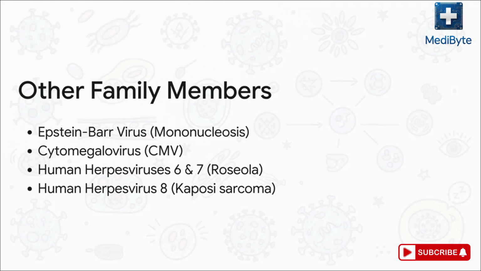But the rest of the family? They're responsible for a totally different lineup of illnesses. You've got Epstein-Barr virus, that's the one behind mono. There's cytomegalovirus, or CMV, which can be pretty serious for newborns or people with weakened immune systems. Then there are human herpes viruses 6 and 7, which cause a common childhood illness called roseola. And last but not least, human herpes virus 8, which is linked to a type of cancer called Kaposi sarcoma, mainly in people who are immunocompromised.